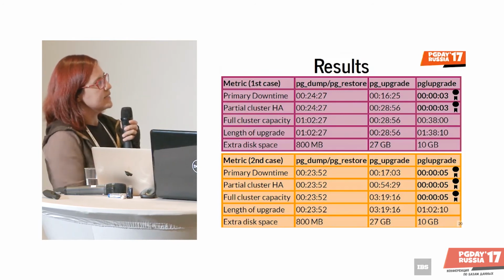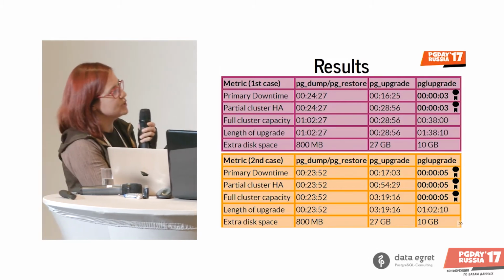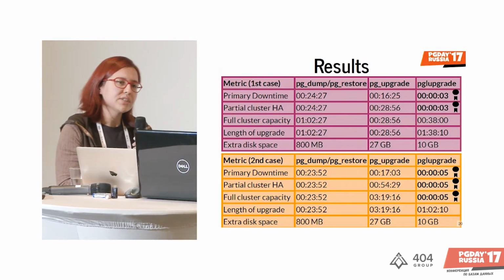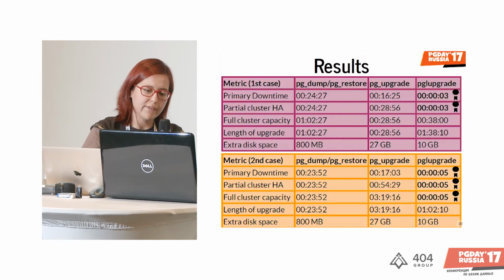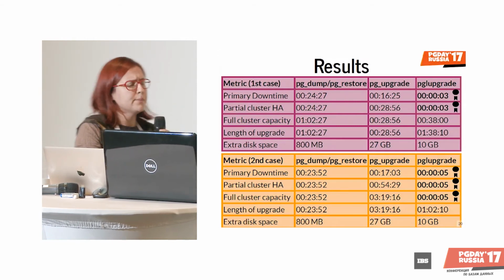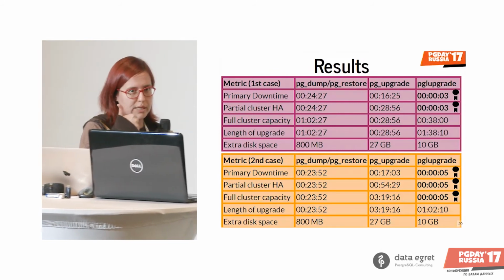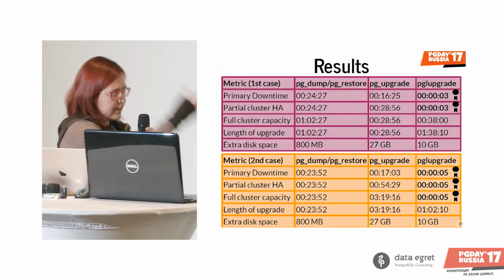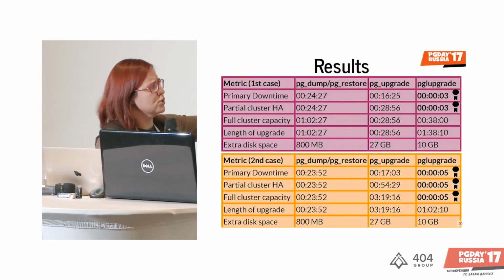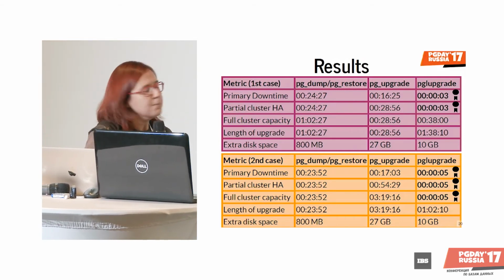For the second case, again the primary downtime is very minimal compared to the other methods. Here, we say initial standby is 10. So if you have 1 primary and 10 standbys, you need to initially have all of the 10. Again, when you do pg_dump and restore, once restore is completed, all of them are standbys and all of them are restored at the same time. So the length of upgrade, full cluster capacity and partial cluster are achieved at the same time.